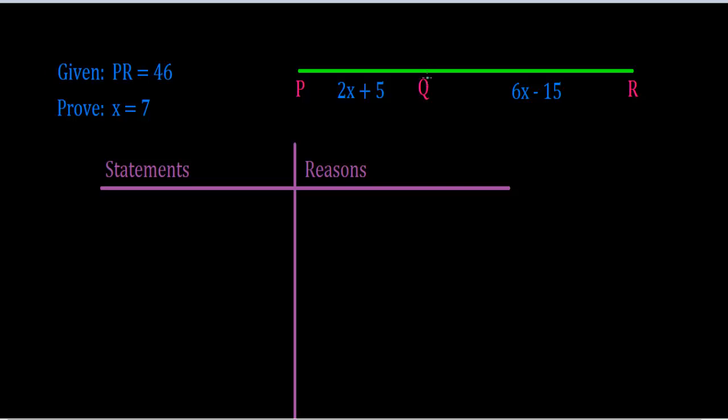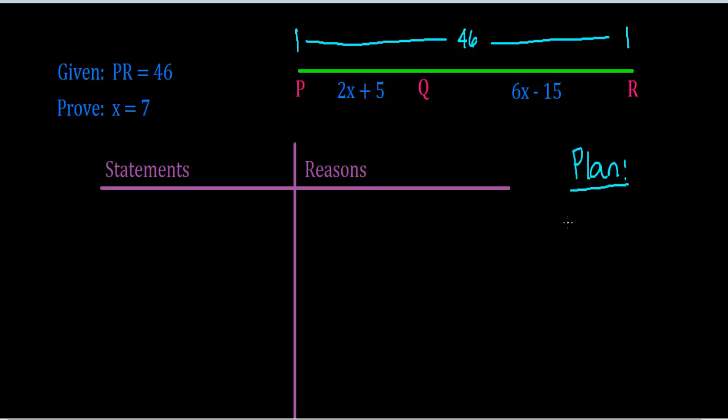Already I know I have to use the segment addition postulate. And I have to use algebra to solve this. So I'm just going to write here on my figure that this distance PR is equal to 46. That's what the given statement says, 46. And then my plan is to use the segment addition postulate to solve that equation and solve for X.